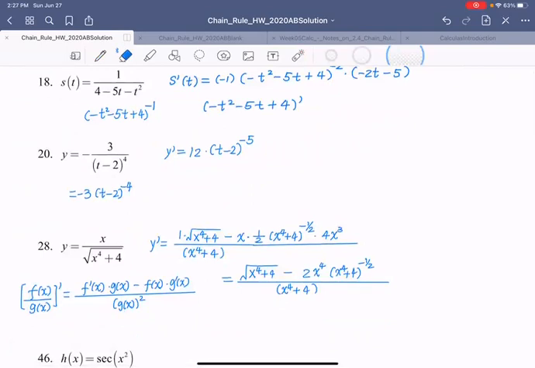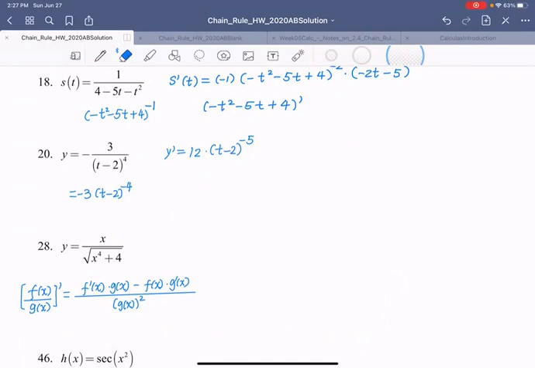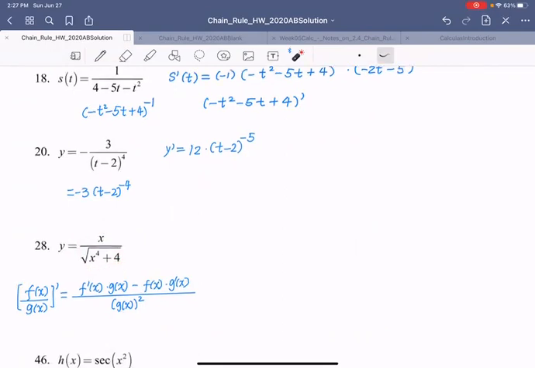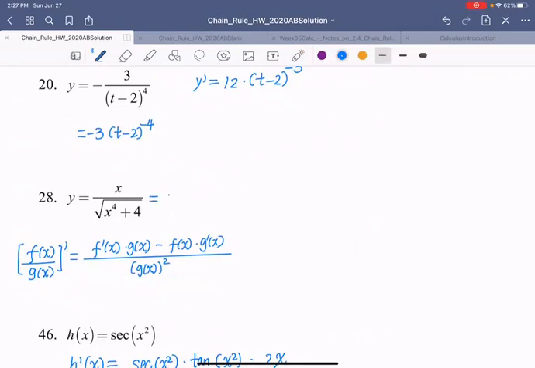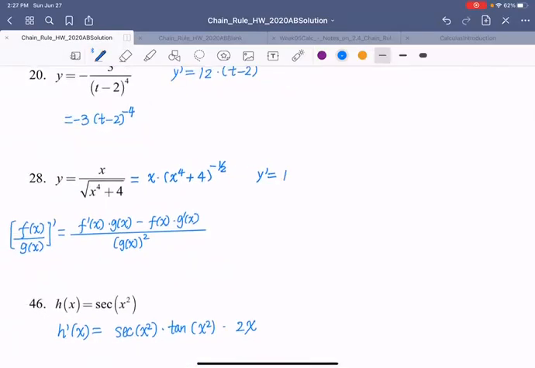Angela, let's do number 28. You want to use the quotient rule or the product rule? I can use the product rule. If you want to use the product rule, we won't rewrite, okay? To the power of negative 1/2. So y prime equals 1 times x to the 4 plus 4 to the power negative 1/2. You just copy it now.